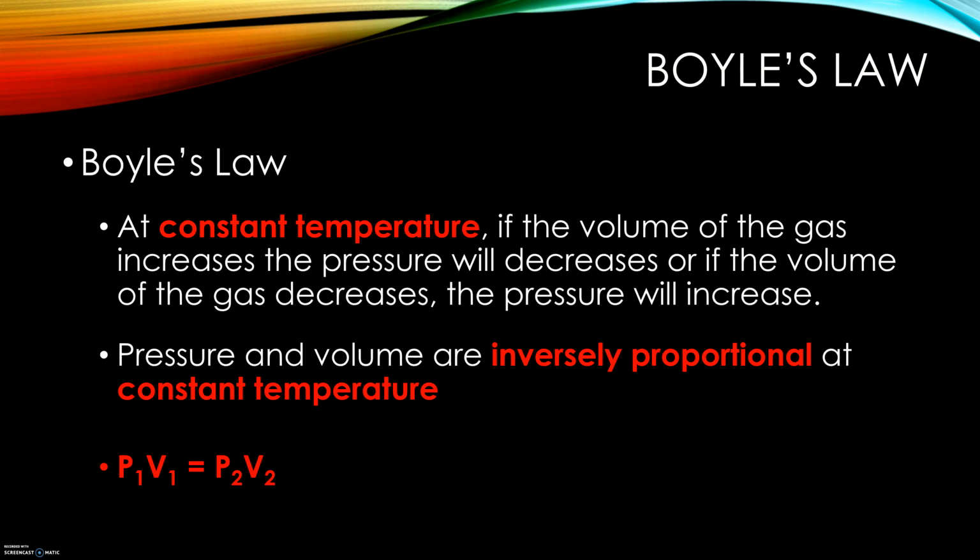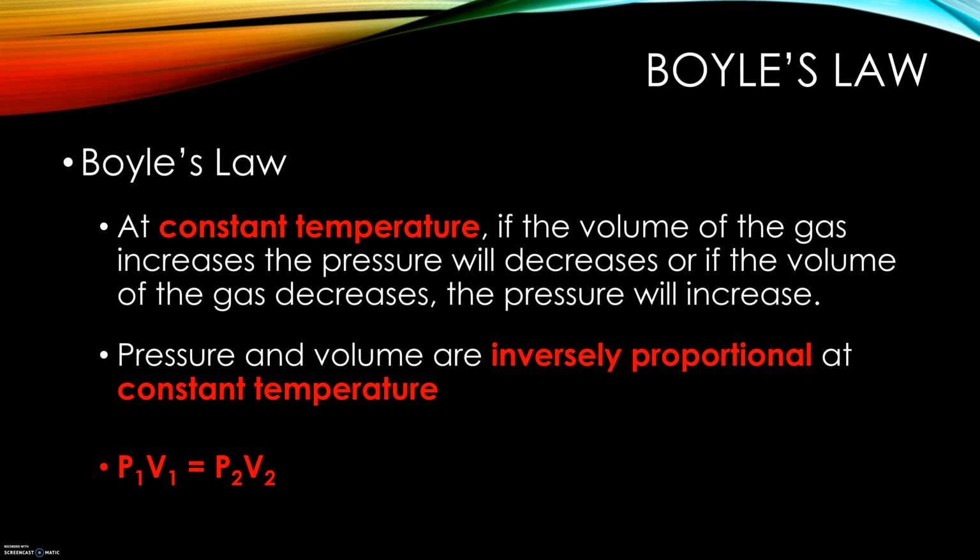Now, P obviously is the symbol for the variable pressure, and V is the symbol for the variable volume. So when we're talking about P1V1 equals P2V2, the ones indicate first pressure, P1, and first volume, V1, which is equivalent to the second pressure, P2, and second volume, V2.